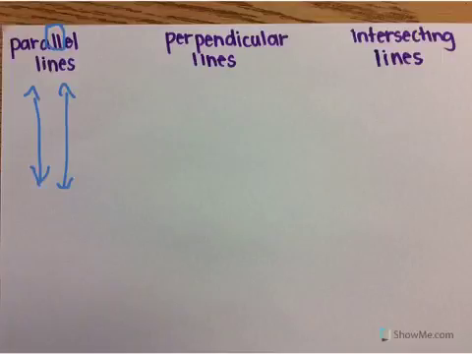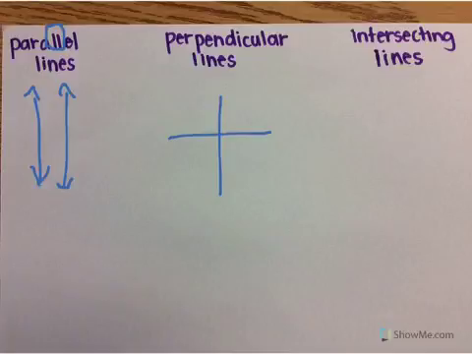Okay, the next lines that we talk about are perpendicular lines. What would two perpendicular lines look like, Lewis? What's important about perpendicular lines? When they cross, what do they always, 100% of the time, have to form? A 90-degree angle. Yeah, they have to form a 90-degree angle.